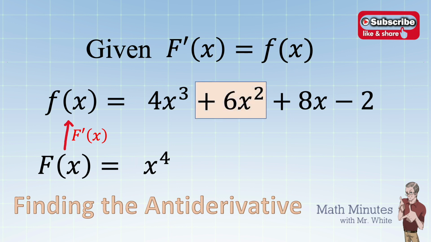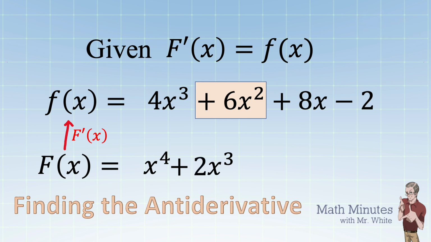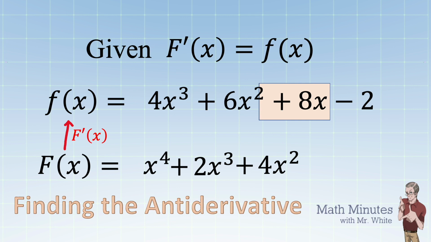So 6x squared. Now remember the procedure? We add 1 to the exponent, so we get x to the third, and then we divide by the new number. So 6 divided by 3 is 2. You see how easy that is? Power rule in reverse. The next term, we've got 8x to the first power. So we add 1 to the exponent, that's x squared, and then divide by the new number. 8 divided by 2 is 4.